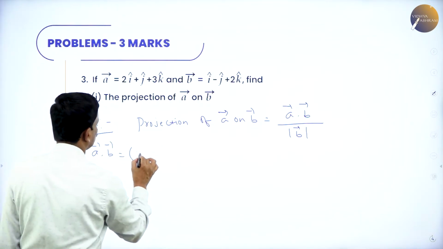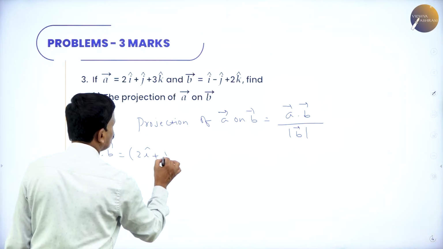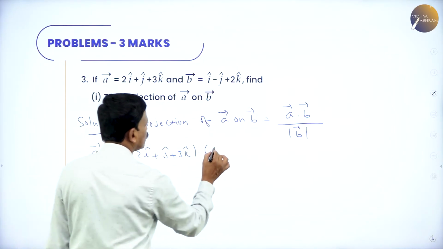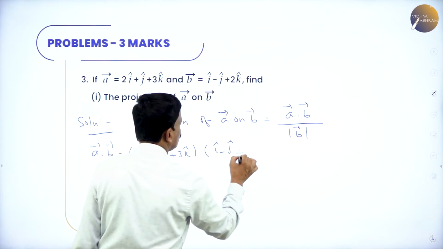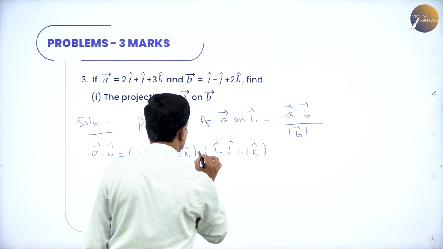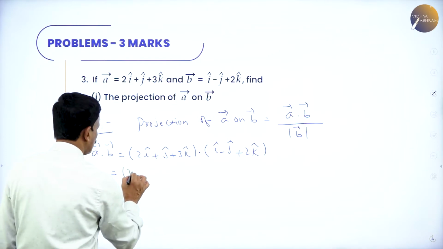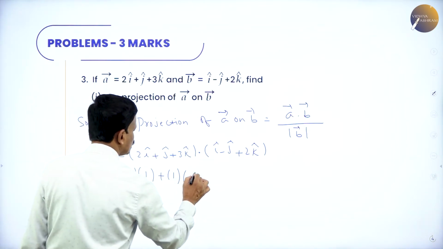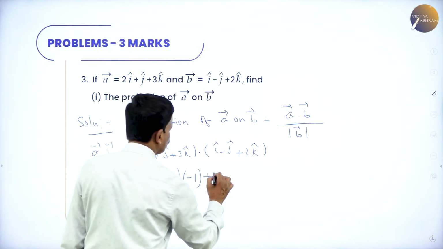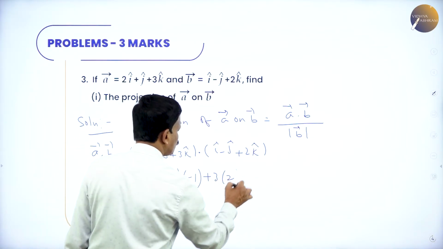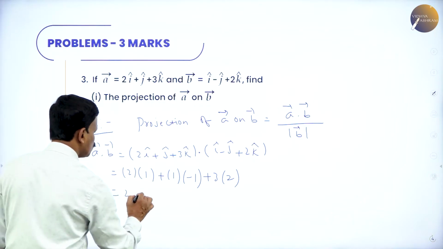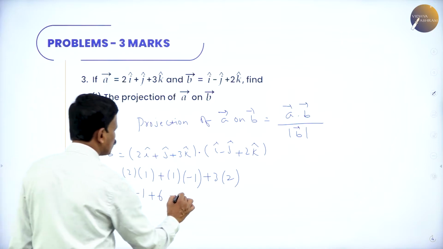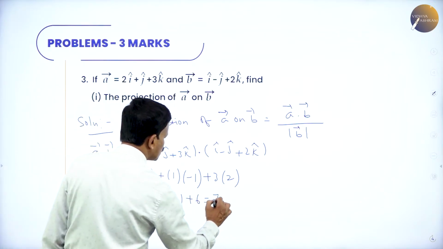What is A dot B here? Dot product of these two vectors, 2i cap plus j cap plus 3k cap dot i cap minus j cap plus 2k cap. This is equal to 2 into 1 plus the coefficient of j cap, which is 1 into minus 1, plus 3 into the coefficient of k cap, which is 2. So this is 2 minus 1 plus 6. That is 2 minus 1 is 1, plus 6 is equal to 7.